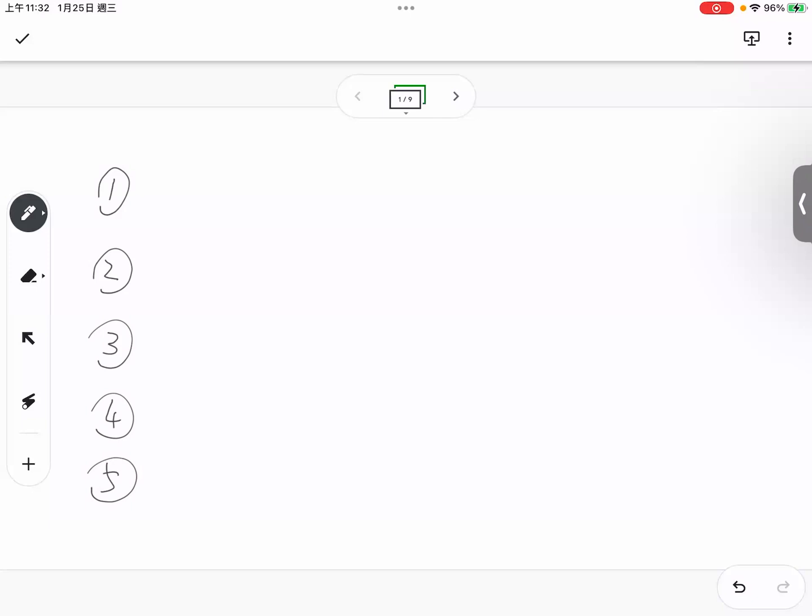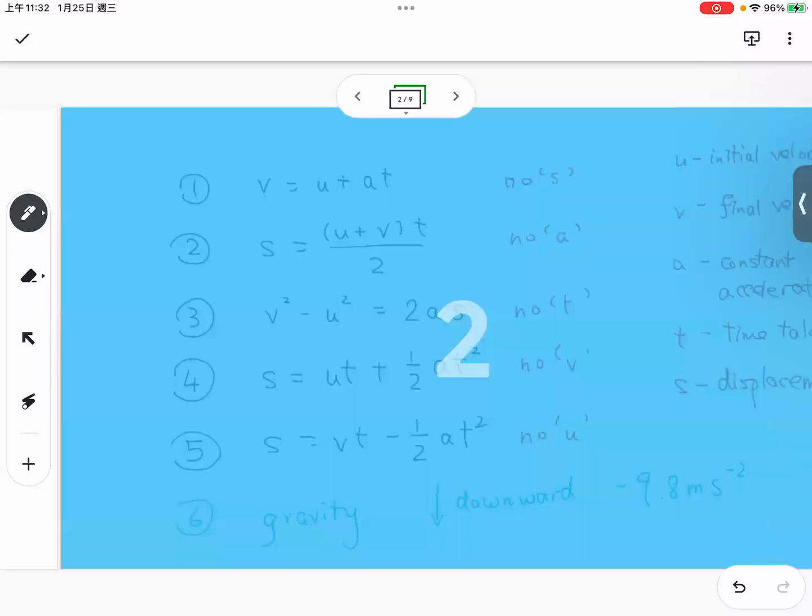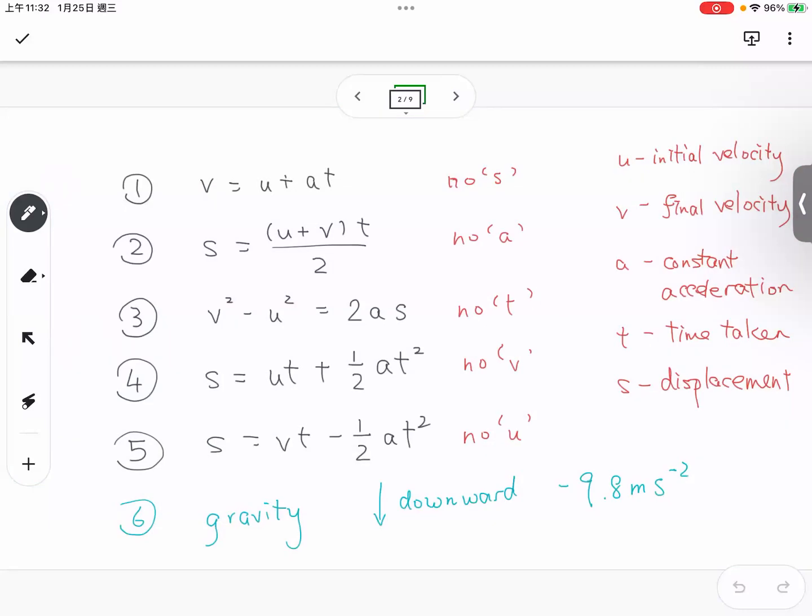Okay, now let us check the answers for these five formulas. For the first one, we have V is equal to U plus AT. For the second one, S is equal to (U plus V) times T over 2. For the third one, V squared minus U squared is equal to 2AS. For the fourth one, S is equal to UT plus half AT squared. And for the fifth one, S is equal to VT minus half AT squared.